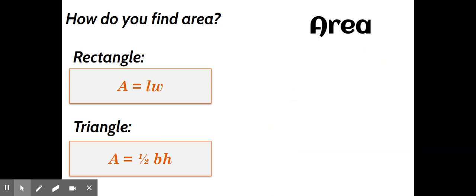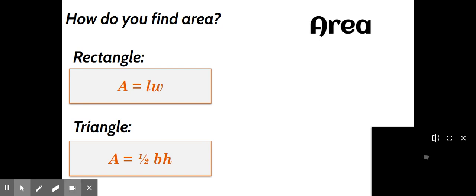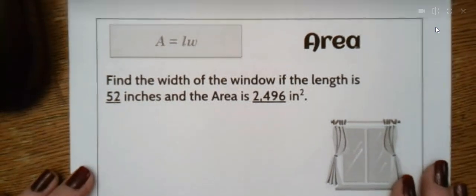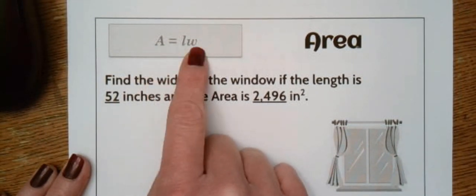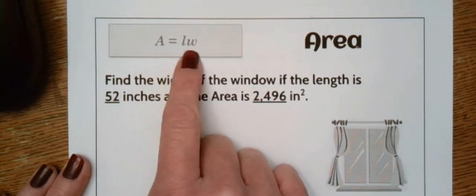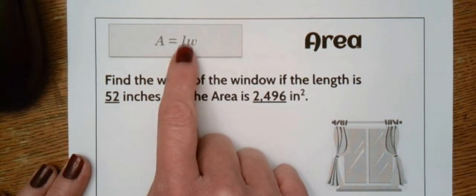Let's solve a couple problems involving these two areas. In your notes, be sure that on the left side of your notes, where it says area of a rectangle, that you have this formula written down. Area equals length times width.